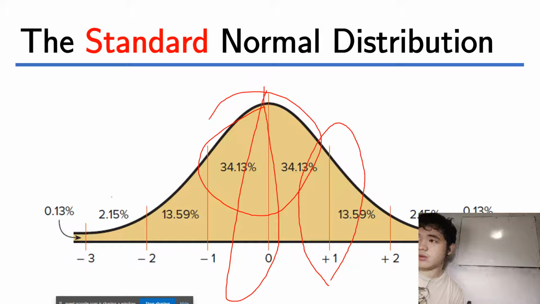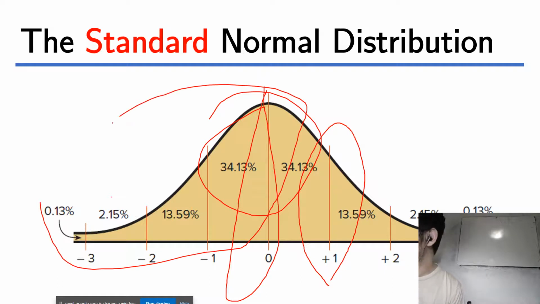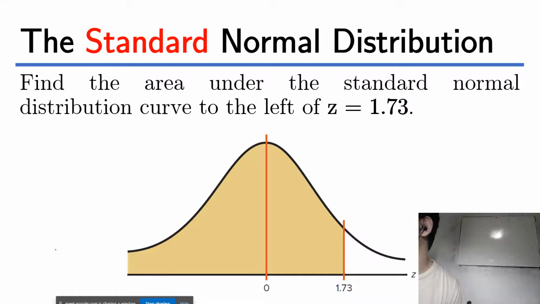Plus 13.59 plus 2.15 plus 0.13, it's around 84.13% yung area na nasa left niya. So on and so forth. Example, ito.